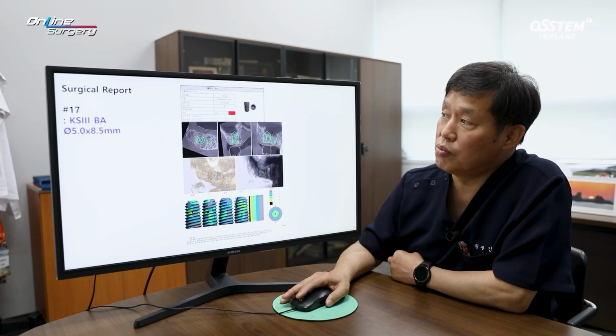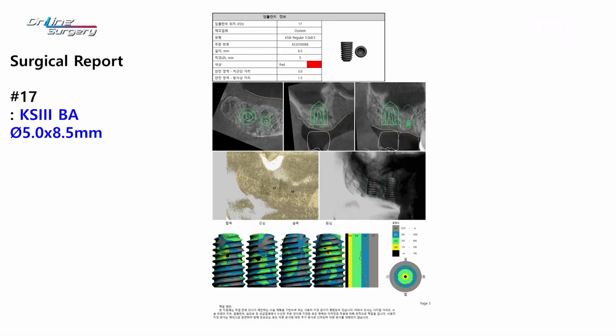As for number 17, 5.0 by 8.5 was planned, and the sinus floor would be slightly penetrated without additional bone graft. OneCAS drill was planned for use.